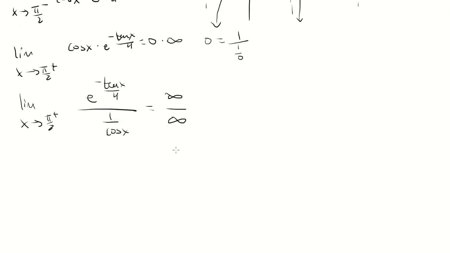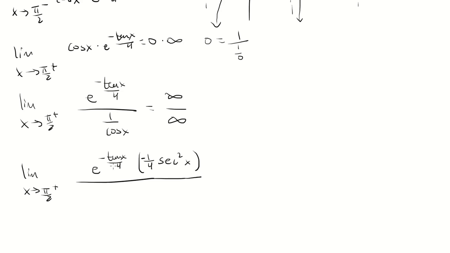So we can use L'Hopital's rule. L'Hopital's rule says take the derivative of the top, derivative of the bottom. So for the top, we're still going to have e to negative tangent over 4, and then we have to take the derivative of negative tangent over 4, which is, well, pull out the 1/4, and you have a negative, and then the derivative of tangent is secant squared. And then now we need to take the derivative of 1 over cosine, but think of that as cosine to the negative 1 power. And you want to use the chain rule, so bring down the exponent, keep the inside the same, subtract 1, and then take the derivative of the inside.